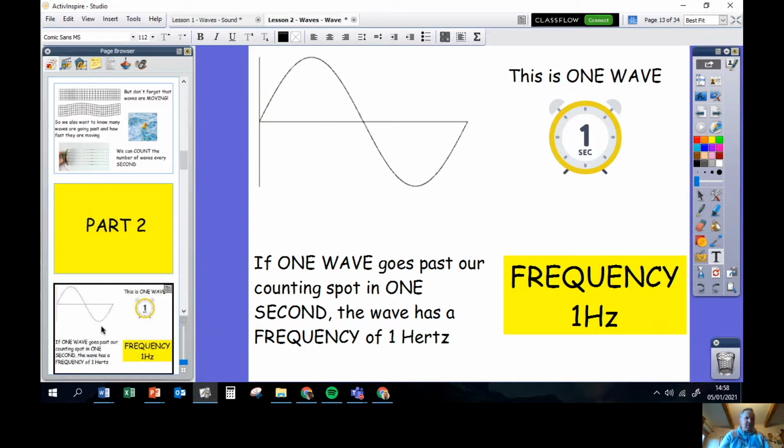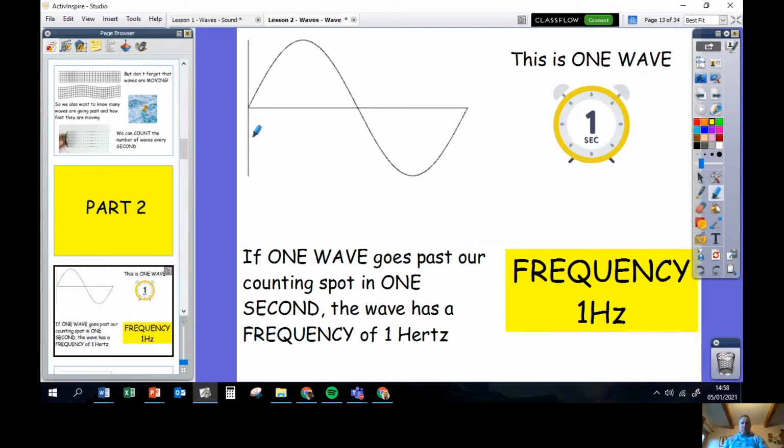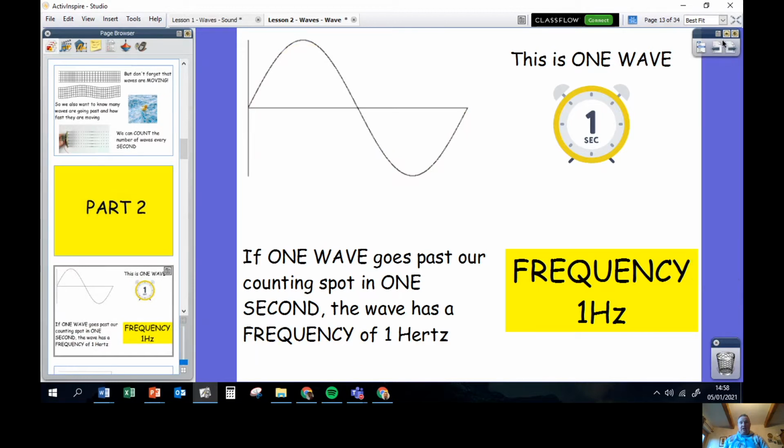So if I look here, I've got one complete wave. Whenever I'm counting the number of waves that go past, I need to count complete waves. So the wave goes all the way up to the peak, all the way down to the trough and back where it started again. That's one complete wave. And if one wave goes past in 1 second, then we say that the frequency of that wave is 1 hertz, capital H, little z, when we write the unit for frequency. So 1 wave a second is 1 hertz.